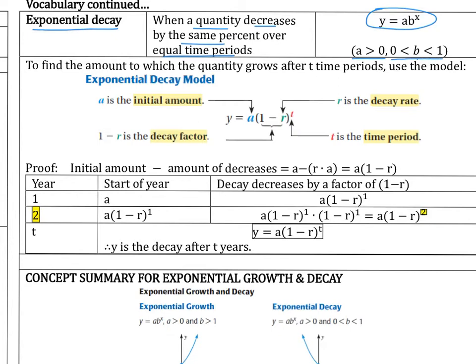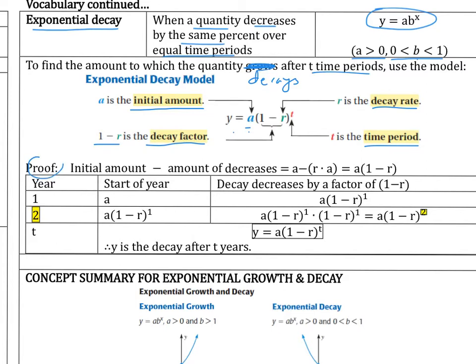Okay, so to find the amount to which the quantity decays after t time periods, let's use the following model. Y equals a times the decay factor, 1 minus r, to the t power. So a here will be the initial amount, the beginning amount. R will be the rate of decay, and t will be the time period. And again, 1 minus r is your decay factor.